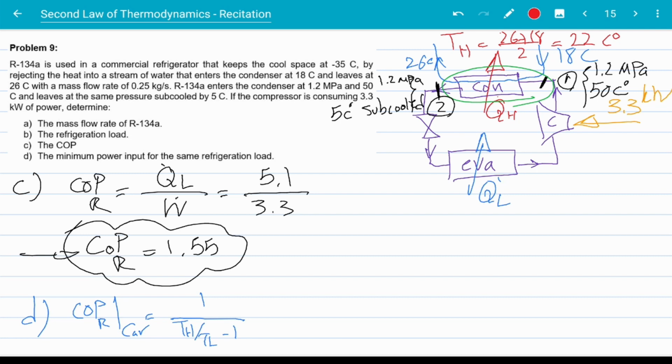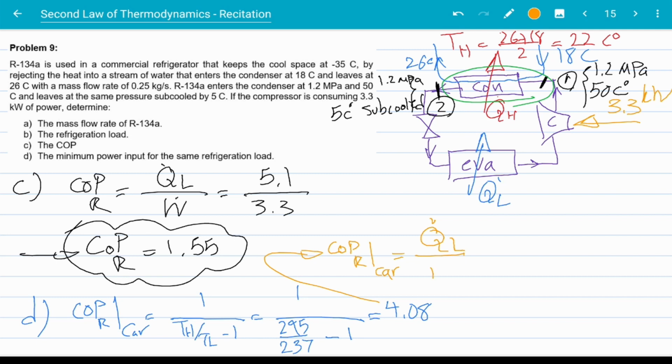Now we can plug them back into our COP equation. That gives you 1 over 295 over 237 minus 1, which is 4.08. Now I can say that COP of my Carnot cycle is also refrigeration load over the minimum amount of heat input.